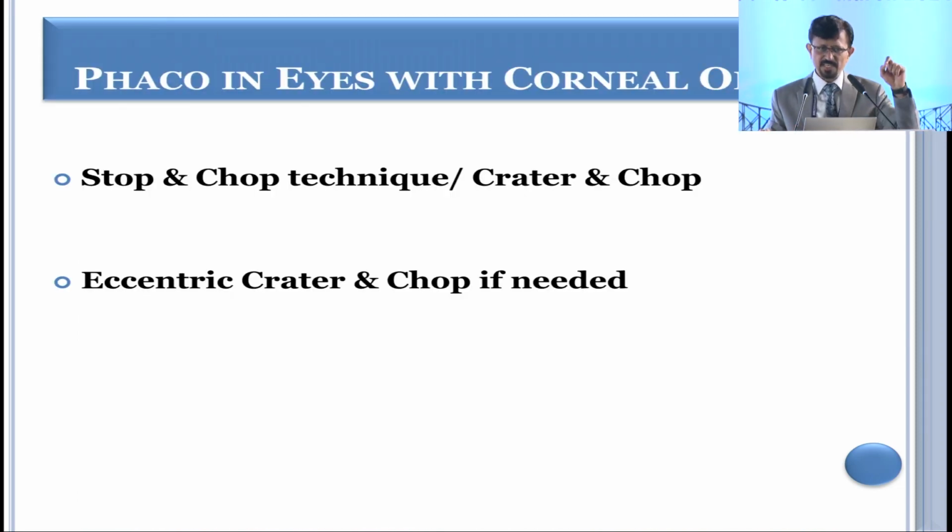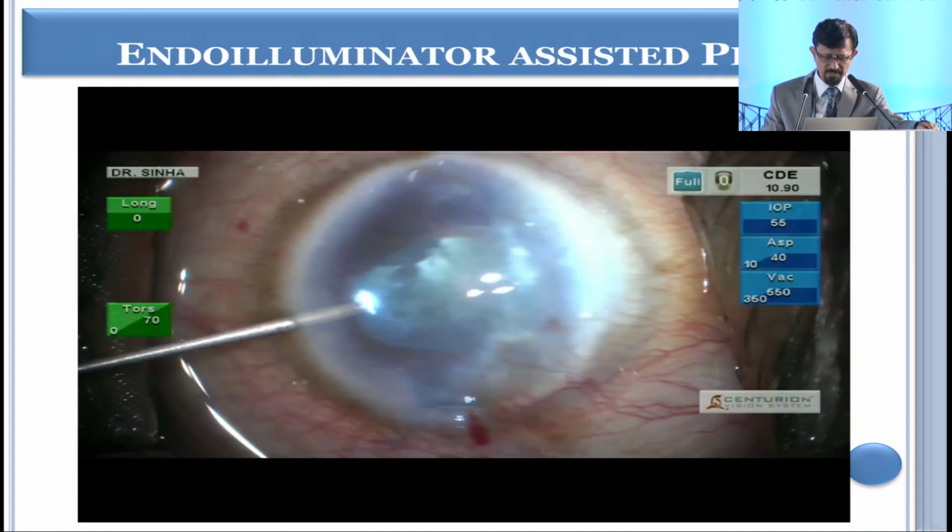We have also done a study on a slightly eccentric crater, so that if the opacity is on one side partly covering the pupil, you can create a crater on the other side, slightly eccentric. Can't go too peripheral, because there you have the epinucleus.